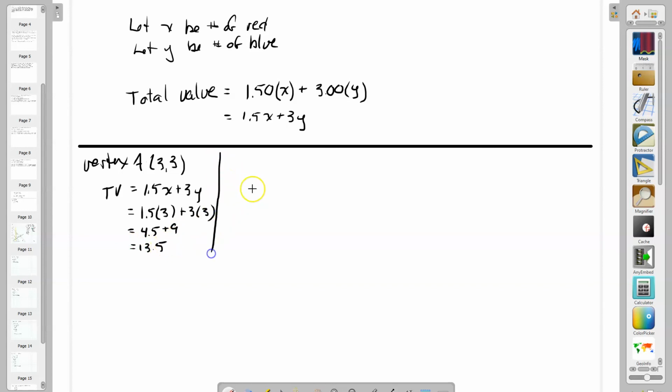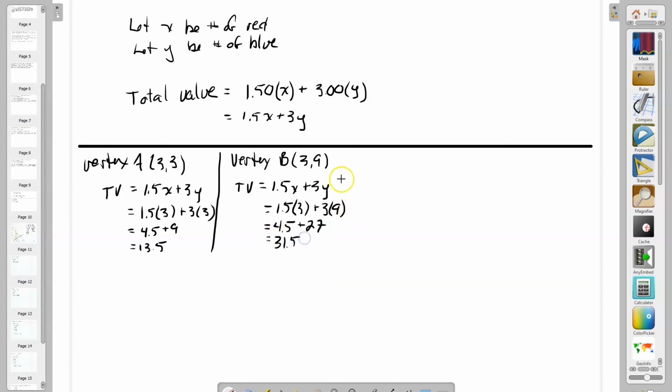Doing the same now for vertex B. Total value again, 1.5x plus 3y. Vertex B, we said, was (3, 9). Substituting those values into our total value equation, we've got 1.5 times 3 and 3 times 9, which again, 4.5 plus 27, which gives us 31.5. Same process for vertex C and D.